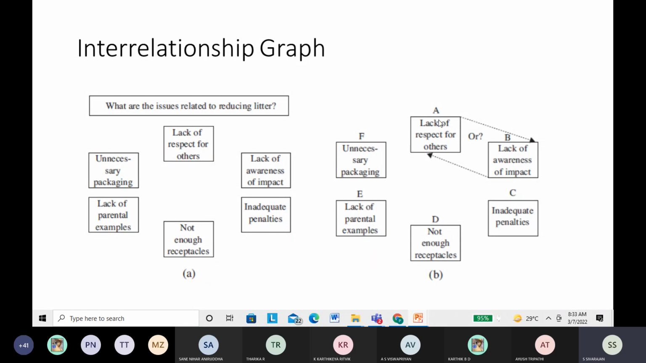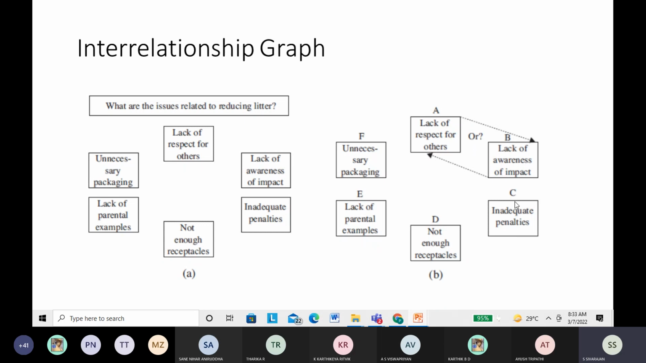So first you take A, and see what is the relationship with the remaining five. Now A to B, which has the stronger relationship on the effect? Out of the two, you draw an arrow from the stronger one. For example, in this case, lack of awareness of impact is stronger when compared with lack of respect for others. So you draw an arrow from B to A.